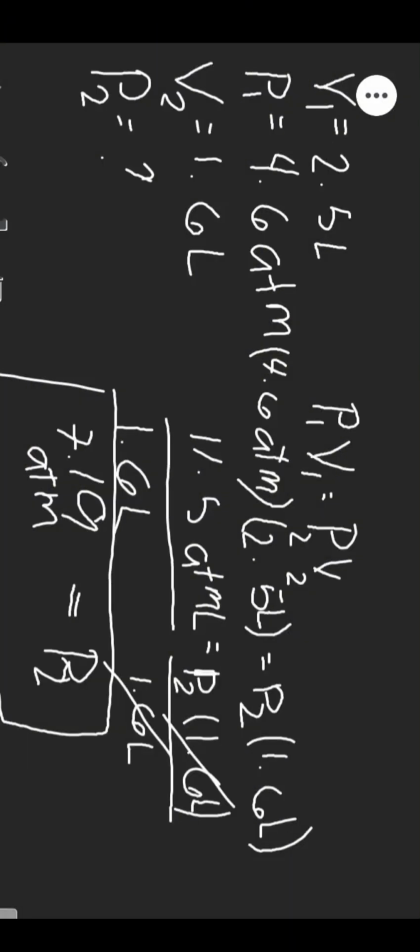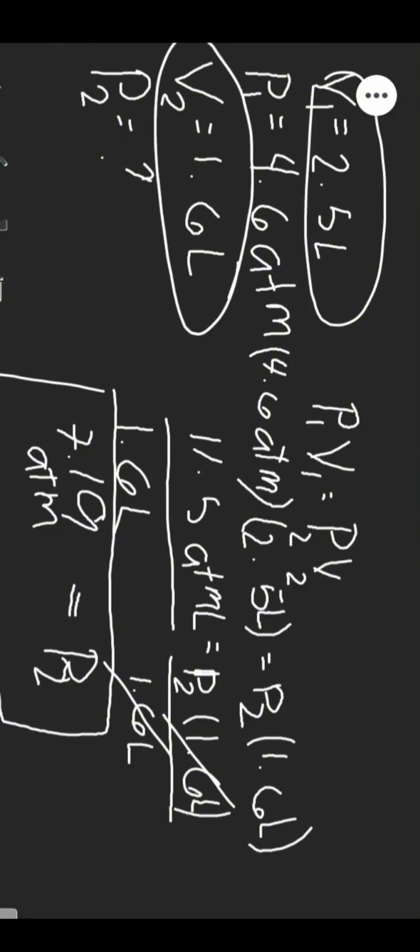As we can see, in line with Boyle's law, you should always check to make sure that this answer makes sense. We decreased the volume from 2.5 to 1.6. Therefore, the pressure should increase from 4.6 to 7.19.